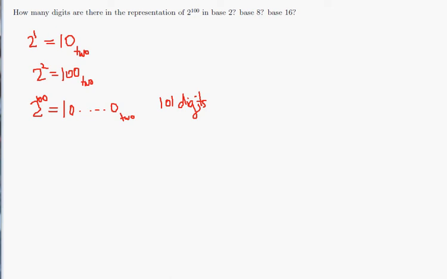Okay, now let's take a look at base 8. 2 to the 100th can be written as 2 times 2 to the 99th. And the reason we write it like that is because 99 is a multiple of 3. So 2 times 2 to the third to the 33rd power, or 2 times 8 to the 33rd.